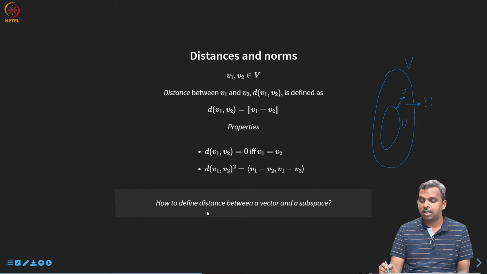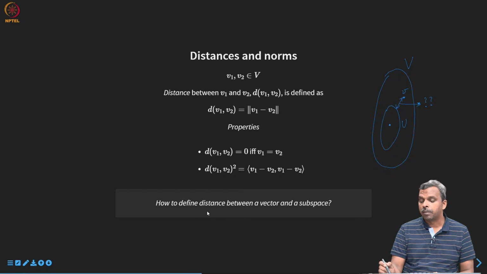There are some easy rules you can think of. If V is inside U, then the distance should be 0, no? It's already inside, there's no need to think of a non-zero distance. But if V is not in U, then it's possible to have a distance. And why should you worry about it?